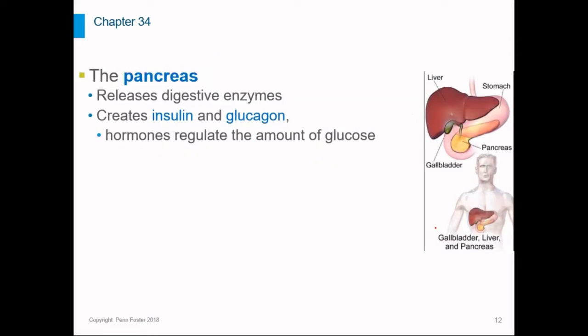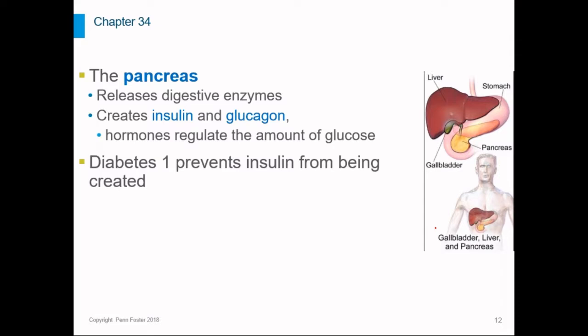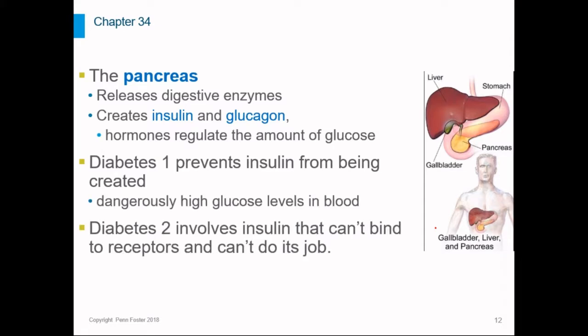The pancreas releases digestive enzymes to help break down food and is responsible for the creation of insulin and glucagon, two hormones that work to regulate the amount of glucose in the blood. Diabetes 1 is a disease that prevents insulin from being created, leading to dangerously high glucose levels in the blood. And diabetes 2 is a disorder in which insulin is produced, but it doesn't bind to receptors, so it can't do its job.